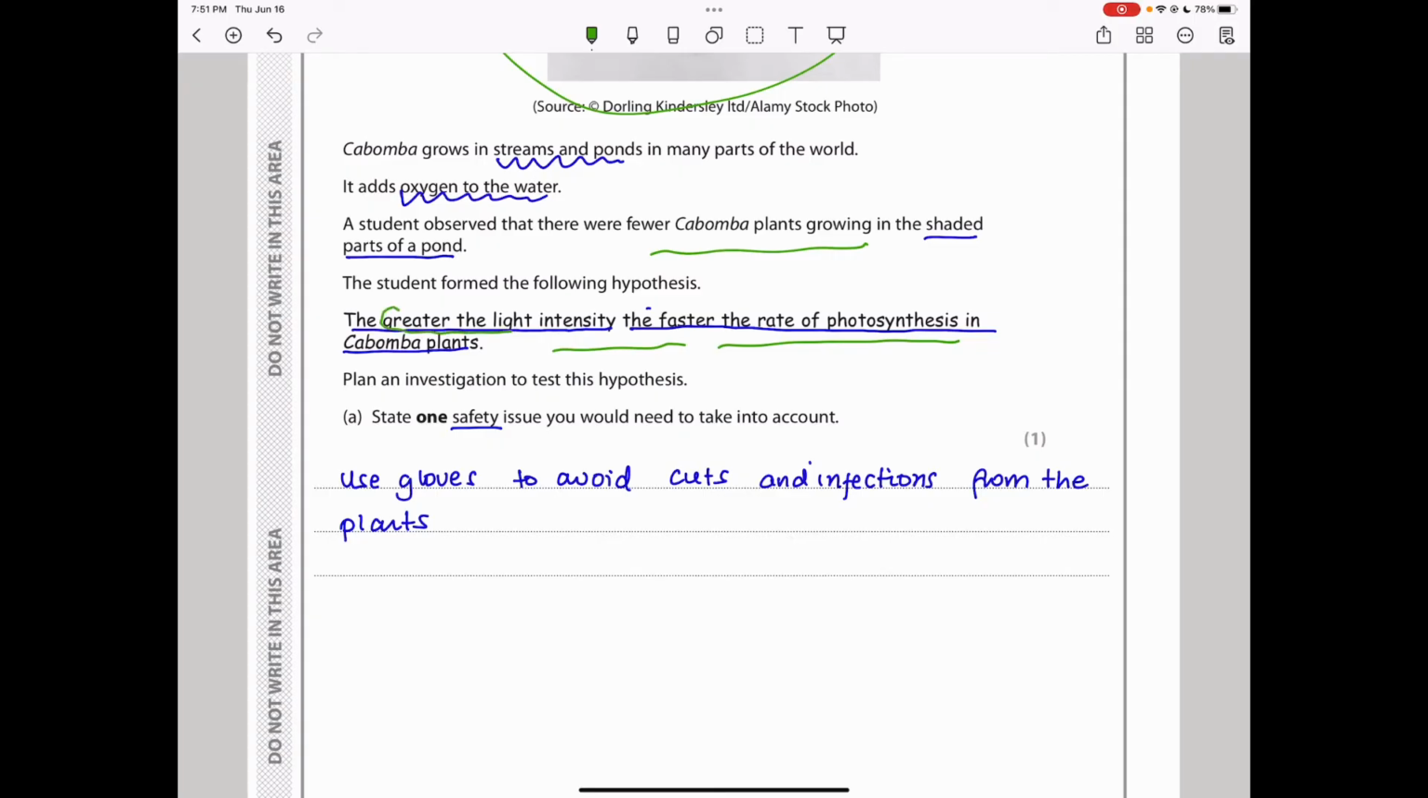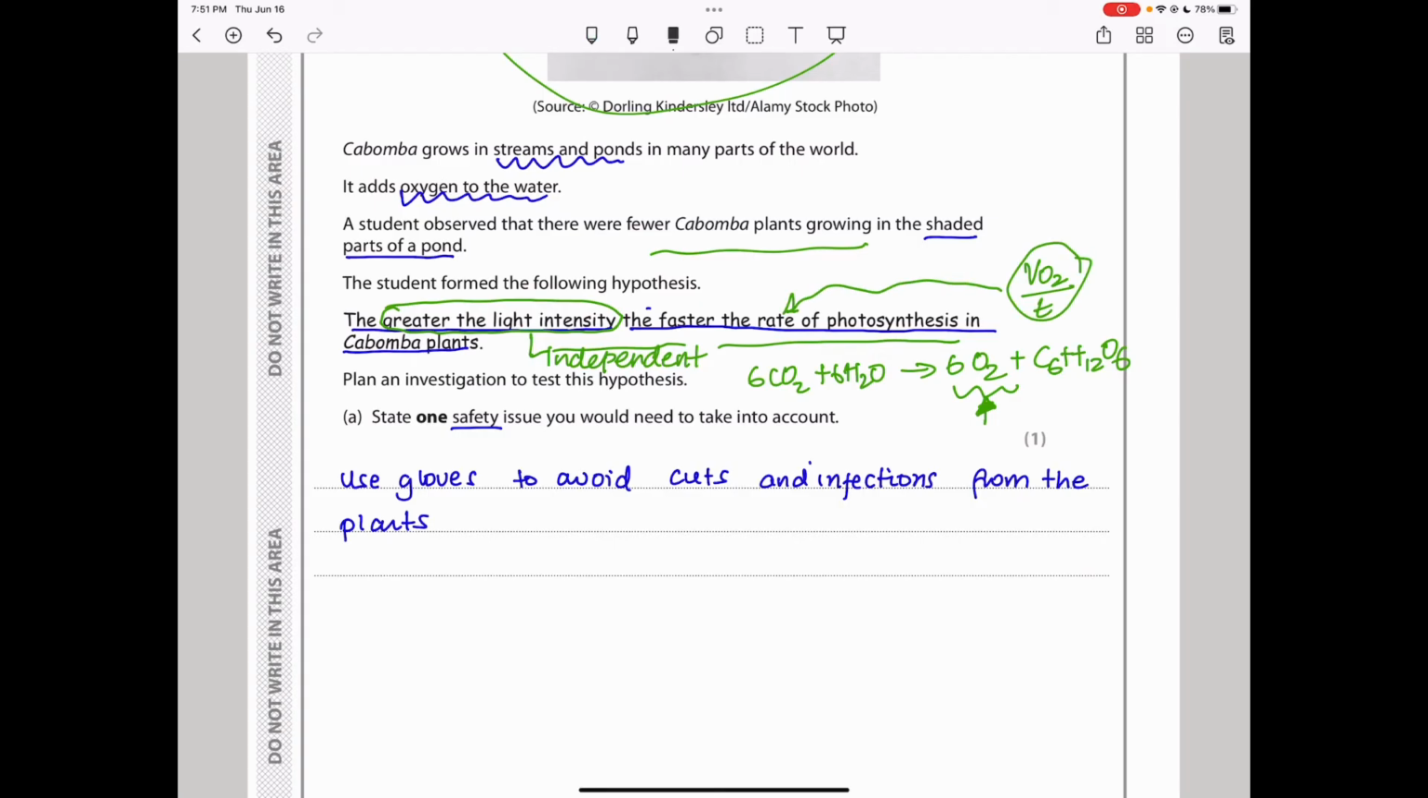Remember, the greater the light intensity, so changing light intensity is going to be the independent variable. Change it, and then the results are going to be observed by measuring the rate of photosynthesis. We know photosynthesis is about carbon dioxide reacting with water to produce oxygen as well as glucose. So we can measure the volume of oxygen produced within a specific time, and the volume of oxygen divided by time can tell us the rate. So in this case, the volume of oxygen produced can be the dependent variable. We measure that and then calculate the rate of photosynthesis.